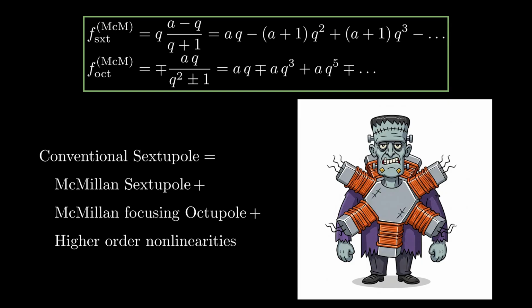As we see here, the conventional sextupole is not a pure quadratic nonlinearity. The McMillan sextupole is. We know it from the form of invariant and solutions to the equations of motion. The conventional sextupole is a kind of Frankenstein we assembled in the lab, combining various pieces of nonlinearity. In fact, the detuning arises from the competition between two pure nonlinearities with opposite signs.